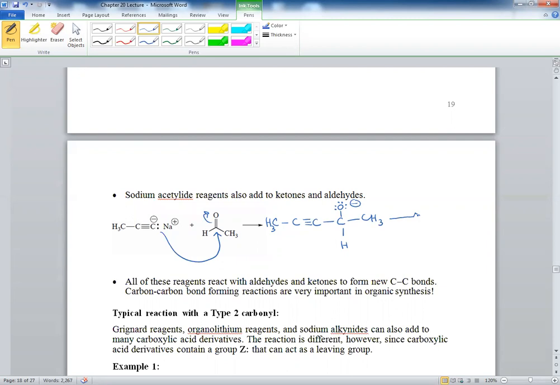And of course, with water, you would basically protonate this. Let's see if I have enough space to draw this. Maybe I'd have to draw it down here.